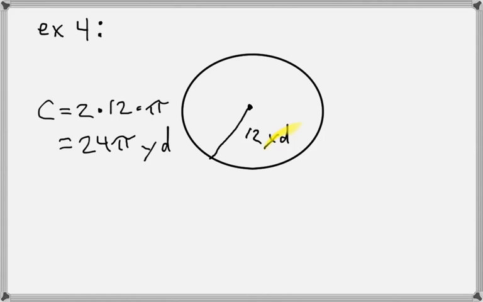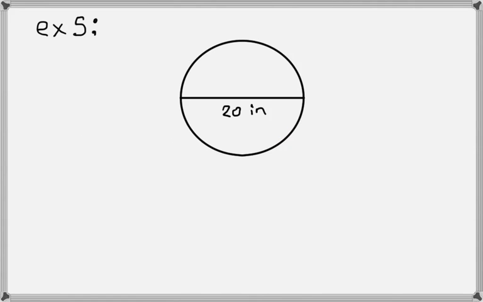Let's look at another example. In this circle, we are not given a radius. We are given a diameter. So in this circle, our diameter is equal to 20. If you think back to your knowledge of circles, radiuses and diameters, a diameter is just simply 2 times the radius.